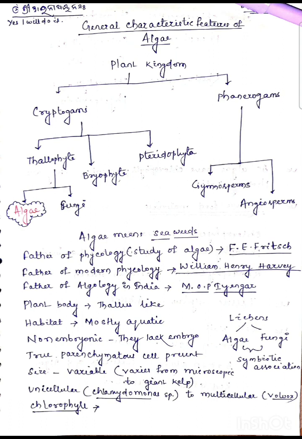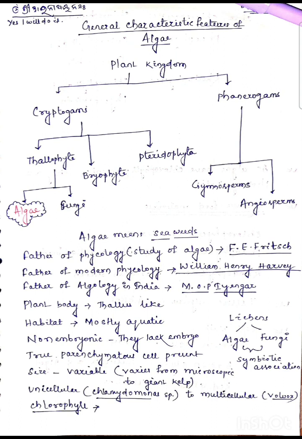Before going to the main topic, we will discuss the classification of the whole plant kingdom. The whole plant kingdom is basically divided into two, that is cryptogams and phanerogams. Cryptogams are again divided into thallophyta, bryophyta and pteridophyta. Phanerogams are divided into gymnosperms and angiosperms.